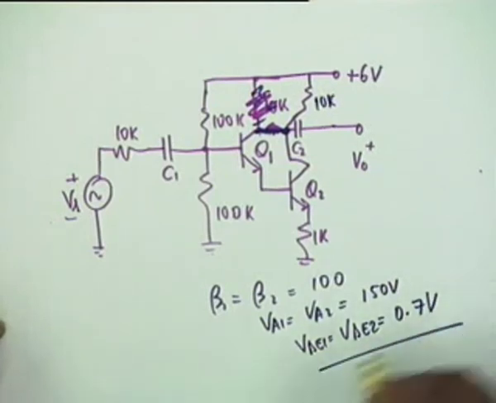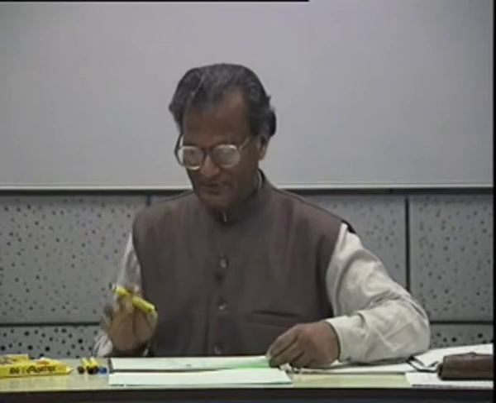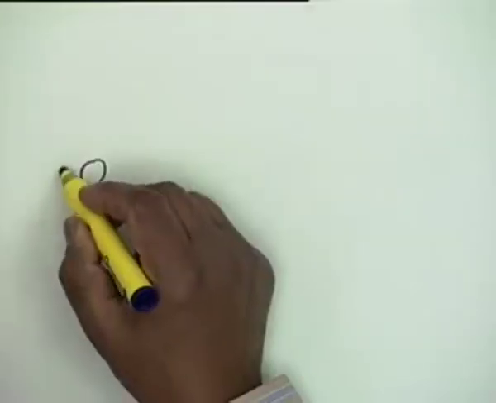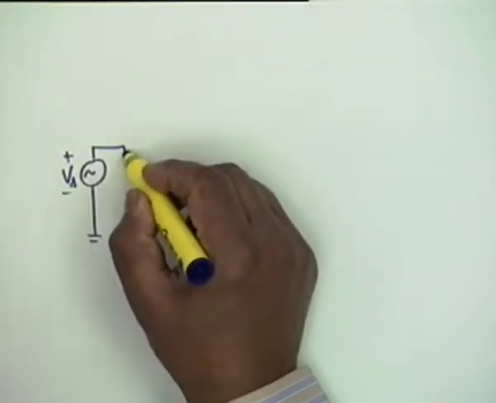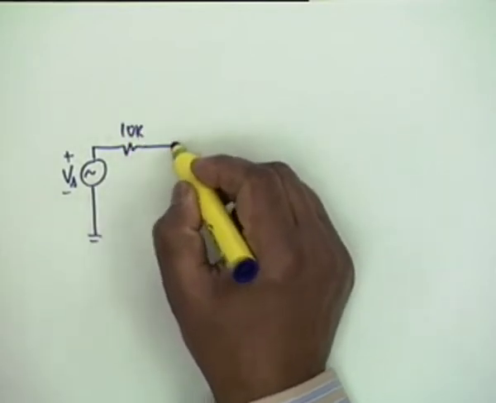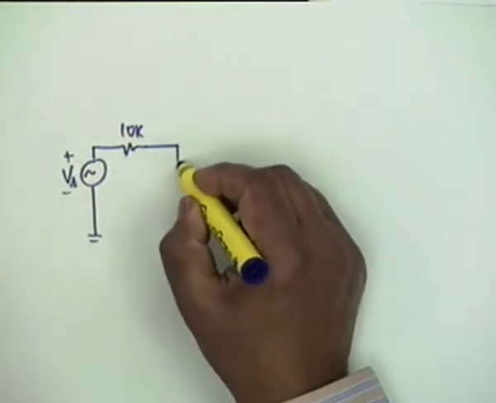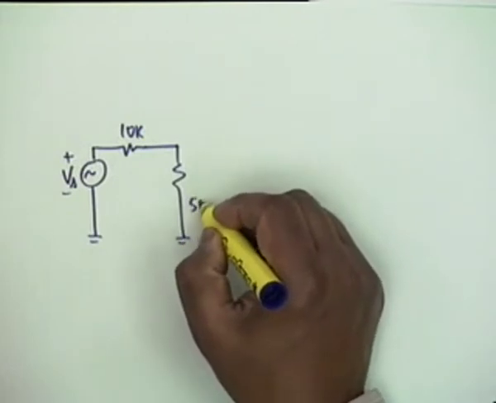The point of this example: suppose we draw the equivalent circuit blindly. Let's see what the equivalent circuit will look like. Then we will come to the actual intricacies of the problem. The mid-band equivalent circuit will obviously be Vs, 10K, C1 is a short, 100K and 100K in parallel gives 50K.